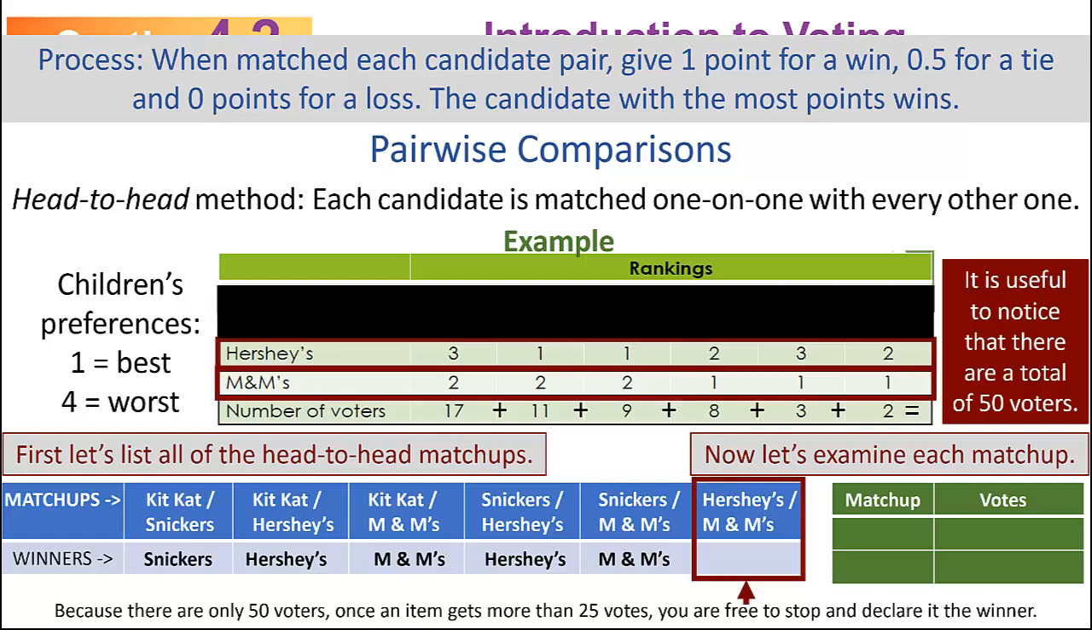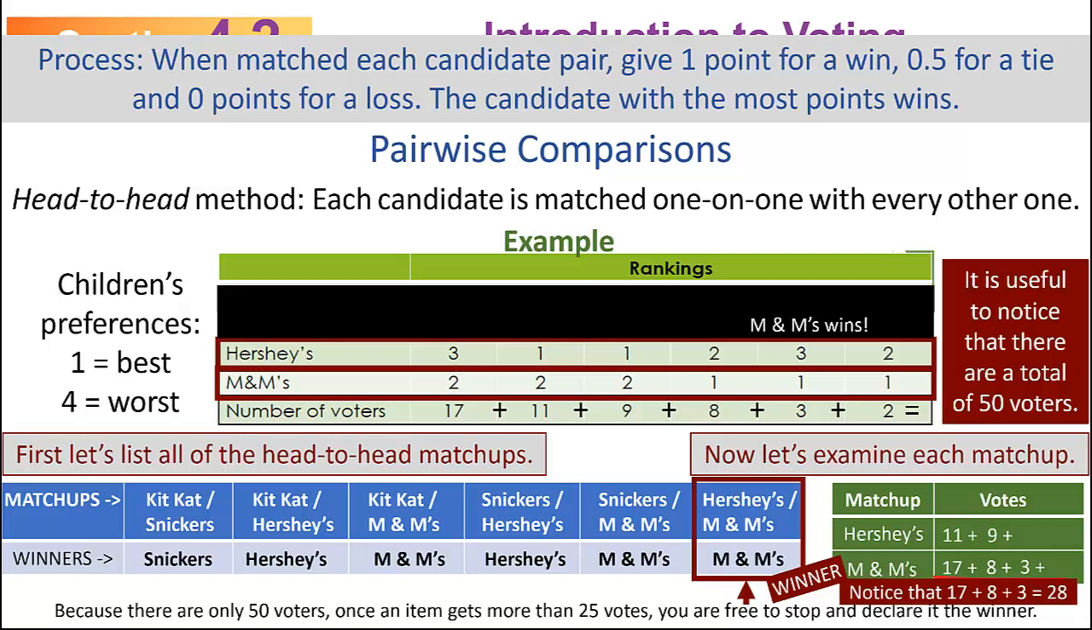In the Hershey's versus M&M's matchup, 2 beats 3, so M&M wins those 17 votes. In the next column, 1 beats 2, so Hershey's wins those 11 votes. In the next column, 1 beats 2, so again Hershey's wins those 9 votes. In the next column, 1 beats 2, so M&M wins those 8 votes. In the next column, 1 beats 3, so again M&M wins those 3 votes. And if you notice, 17 plus 8 plus 3 is equal to 28, so M&M wins the Hershey's M&M's matchup.